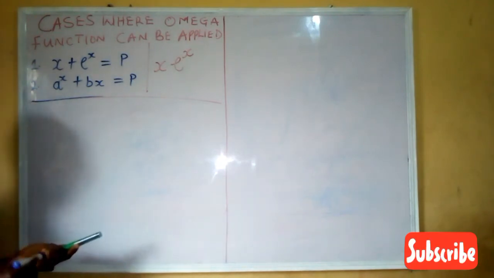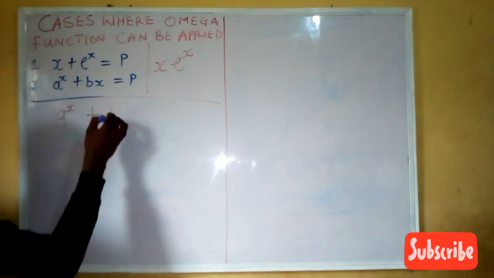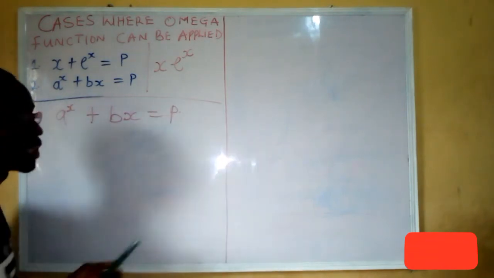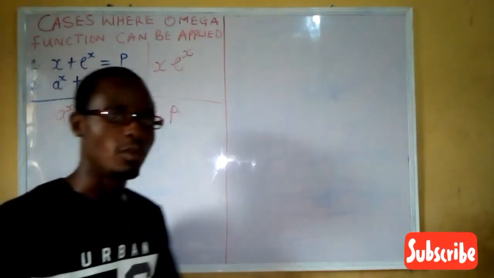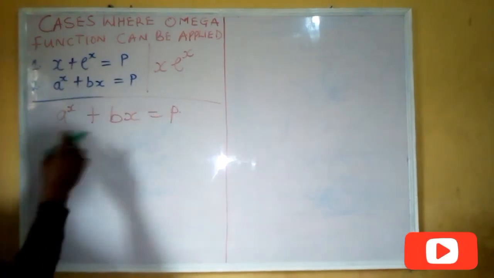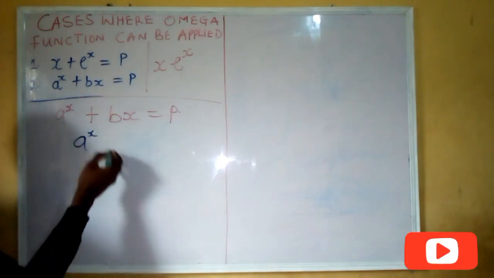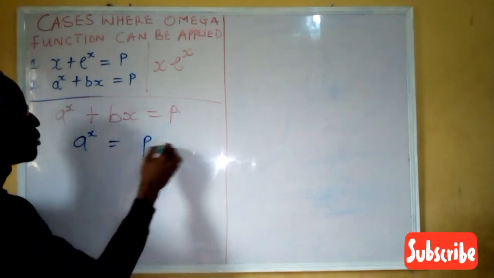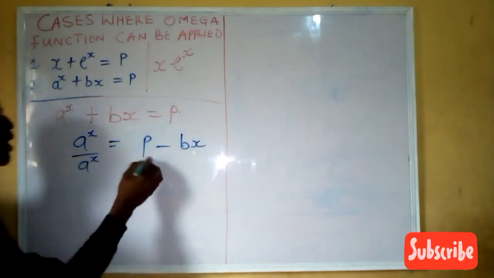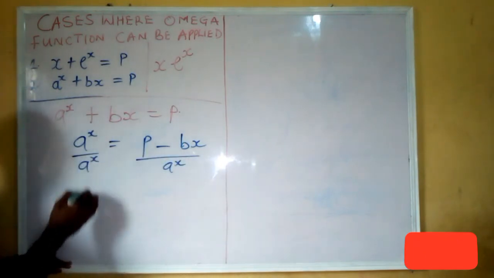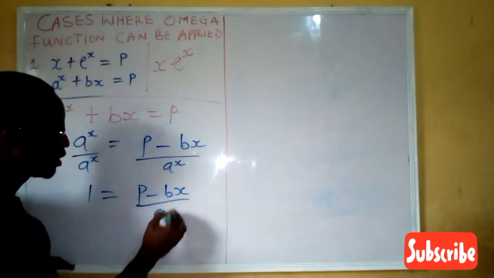I have a raised to the power x plus bx equals p. This is another case of which question can come that might require the use of omega function. So meaning what I will do here is to take this bx to the other side. So I have a raised to the power x equals p minus bx. So what next? Divide all through by a raised to the power x. So this gives me 1 equals p minus bx over a raised to the power x.